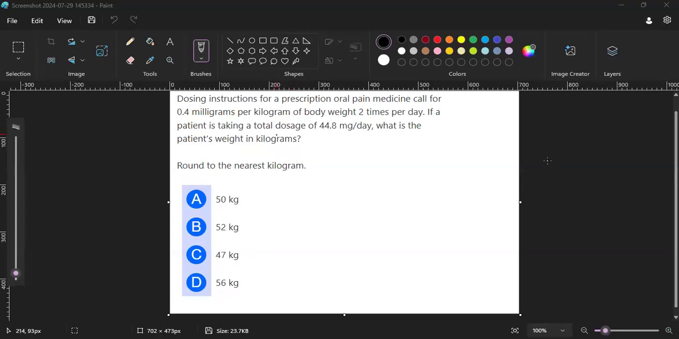Hi, this is IK Tutors, and we're doing question number, I believe, 24, which was requested by our students. All right, so let's take a look at this question and see what we're dealing with.